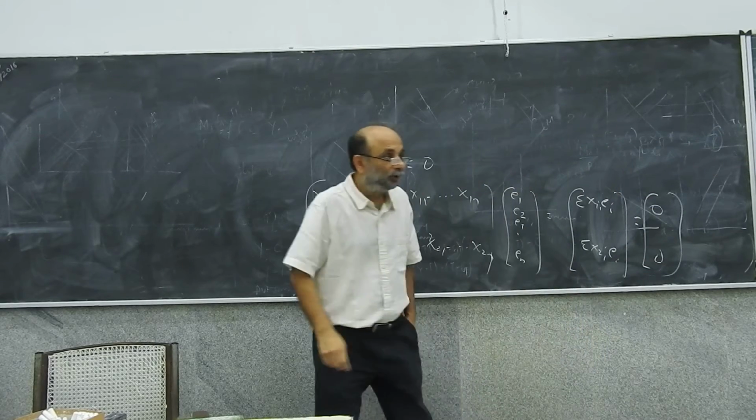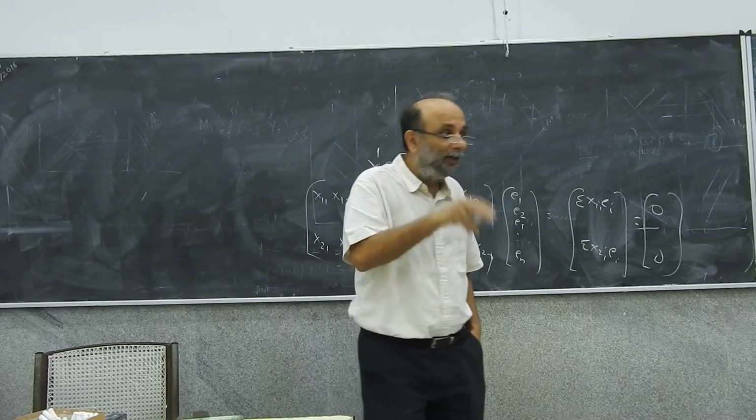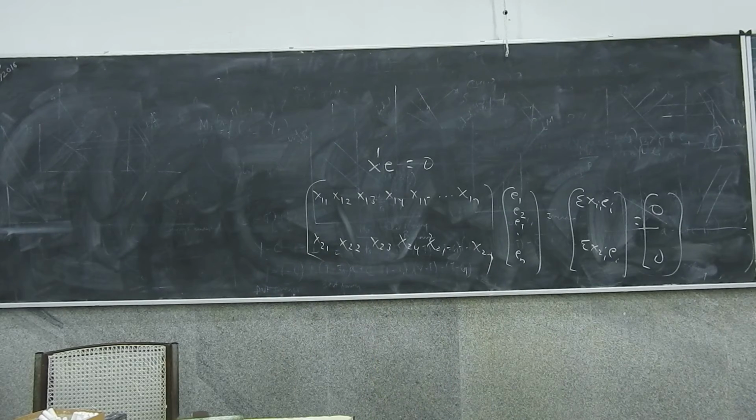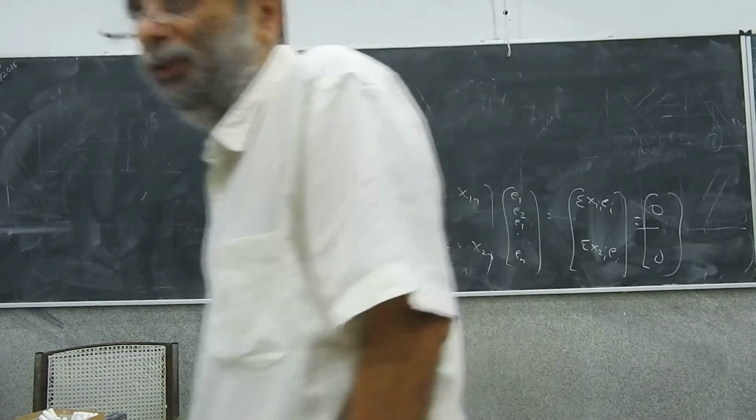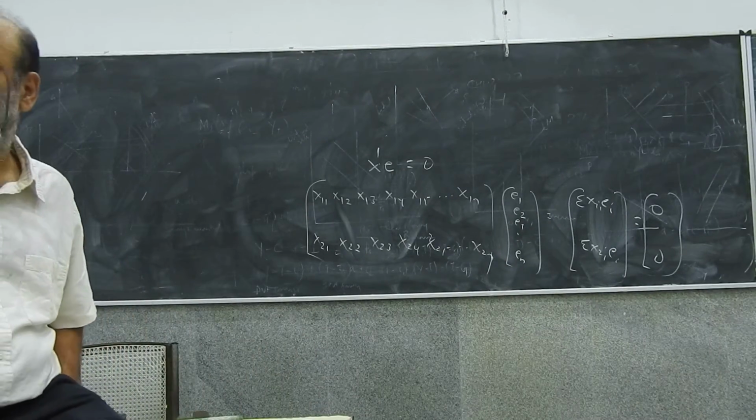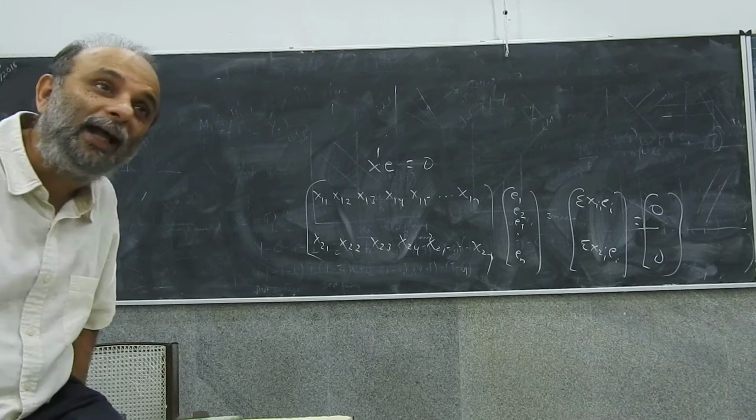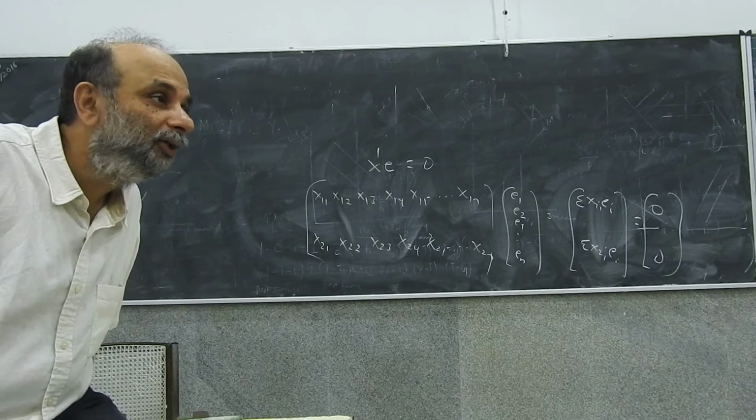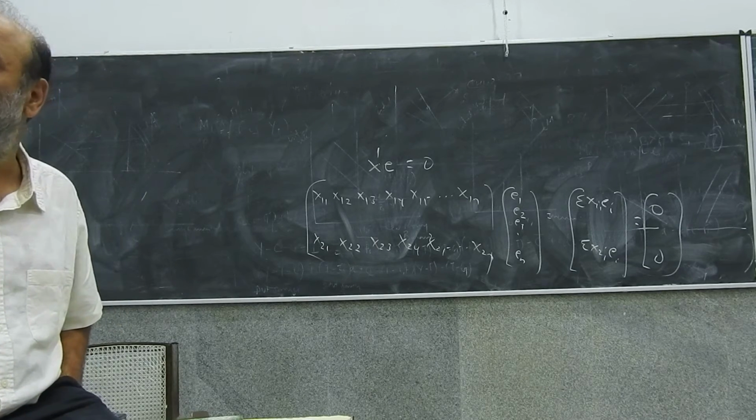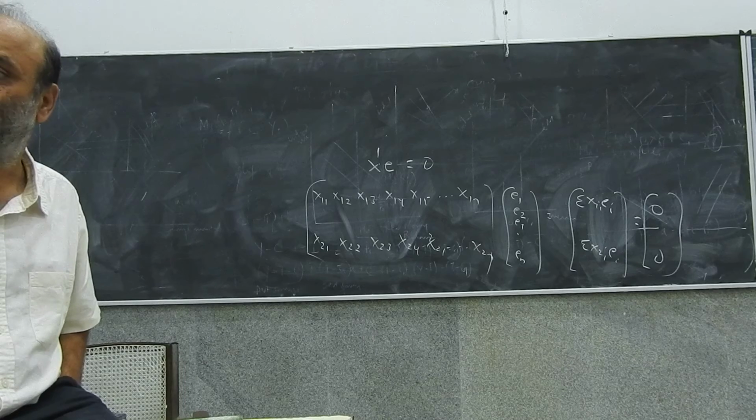So what does it mean? You have now two conditions: summation x1i ei is equal to 0, and summation x2i ei is equal to 0. So you are imposing one condition which says the covariance between x1 and e must be 0, and you are imposing the condition that the covariance between x2 and e is equal to 0.